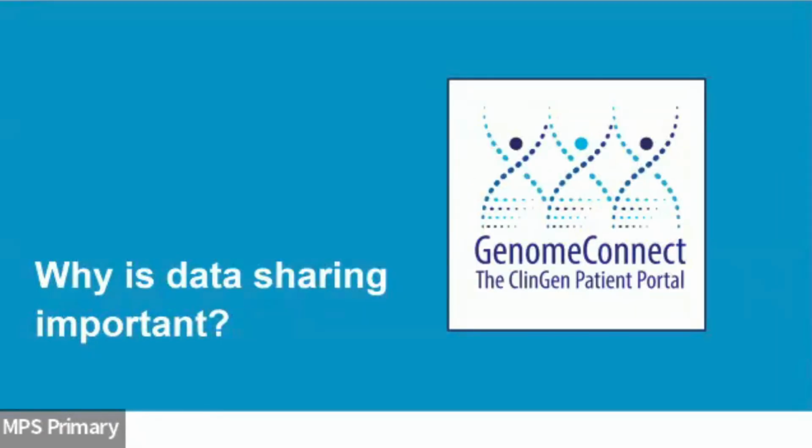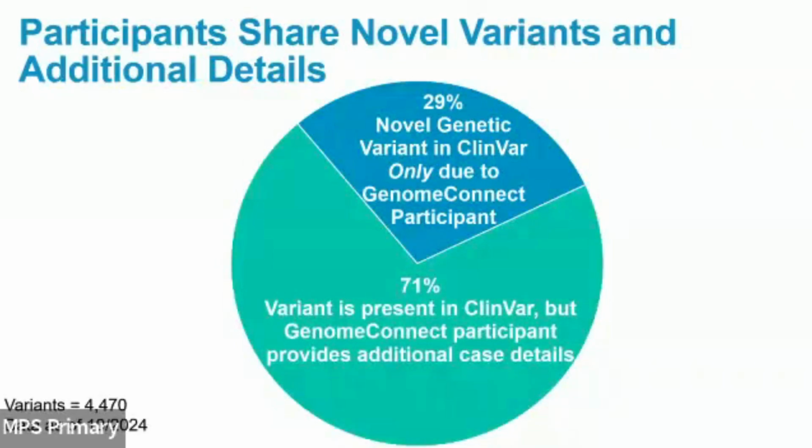So why is it important for families to share their genetic and health data? Well, from our own submissions, about 30% of GenomeConnect submissions to ClinVar are sharing novel information or novel variants with ClinVar. Because the family took the time to share their genetic report with GenomeConnect, GenomeConnect was the first to submit information about that variant. As we just saw, in addition to providing information about the variant, we are providing more information about the participant's health history. And this can help other users of ClinVar determine maybe a little bit more clear answers about what that variant is doing.